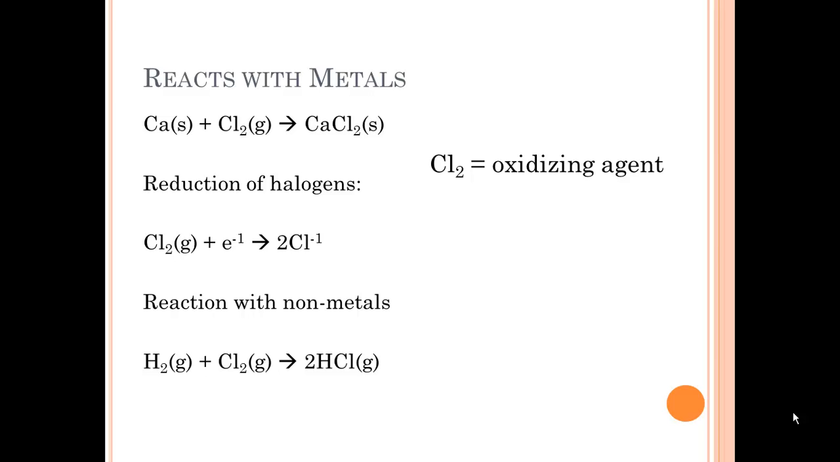Chlorine is a very strong oxidizing agent, like most other halogens.